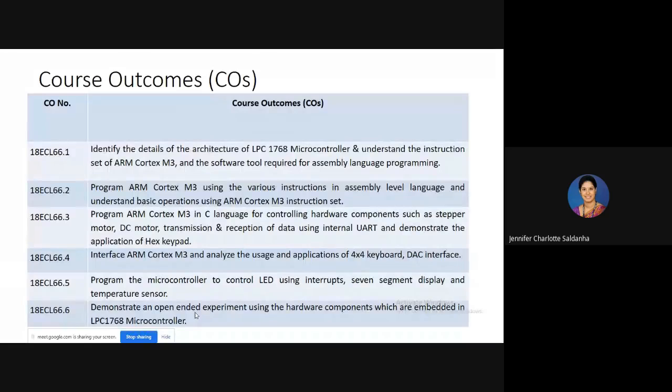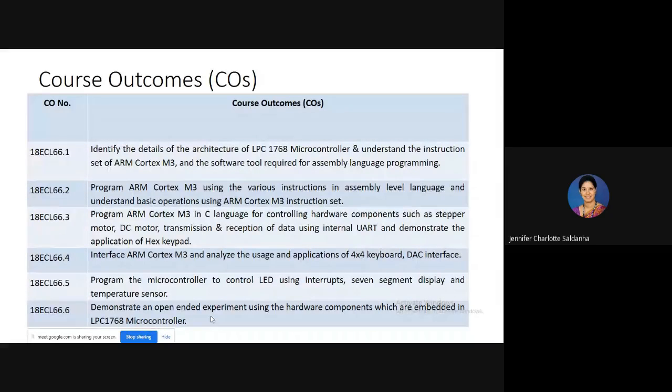This will be considered as one extra experiment. For example, if you have 10 experiments, the 11th one will be open-ended, which all of you have to do compulsorily. And since it is open-ended, you are free to come up with any idea for an open-ended experiment. Okay, it is left to you. You are free to do any program as an open-ended experiment. It can be an assembly or it can be a C program.